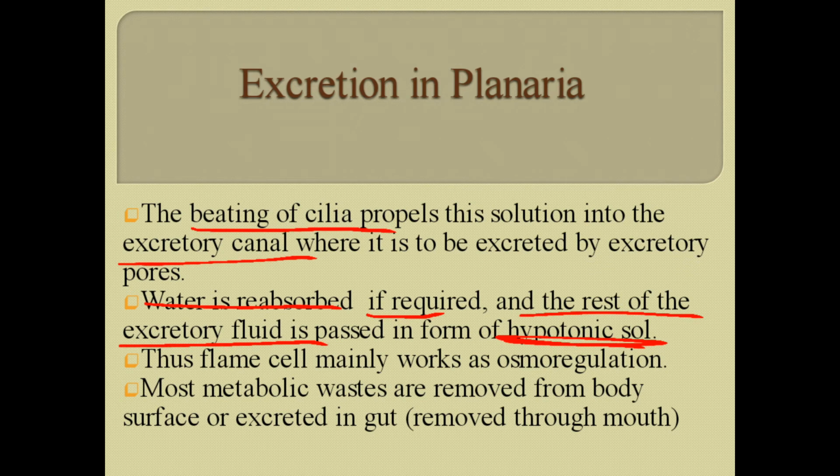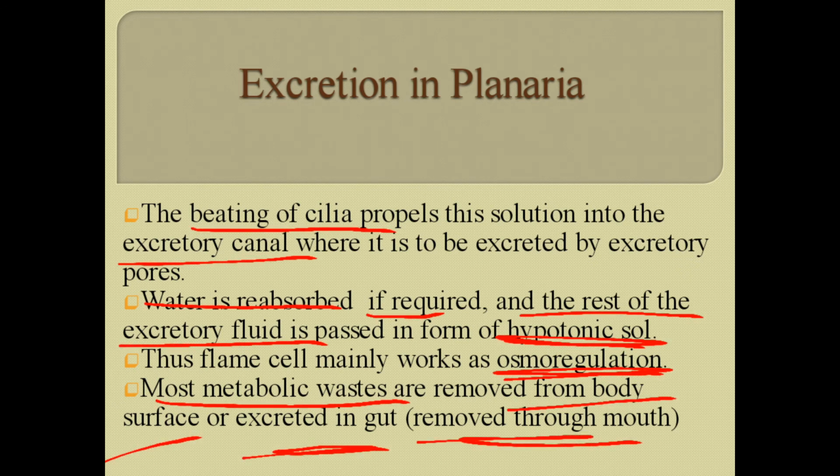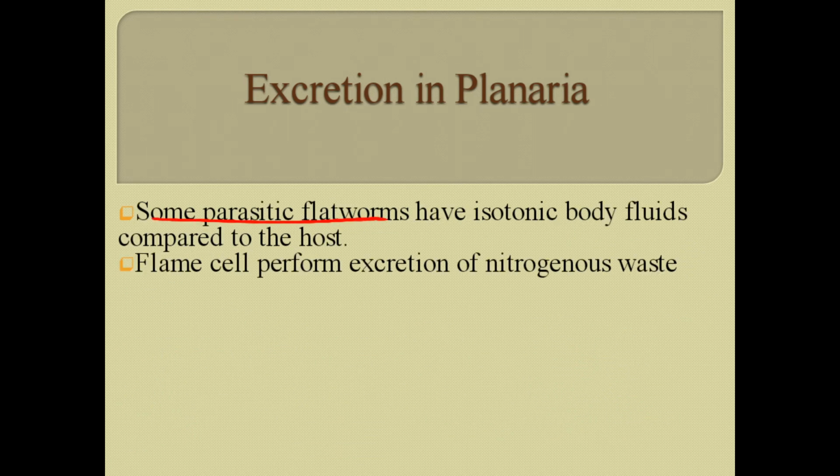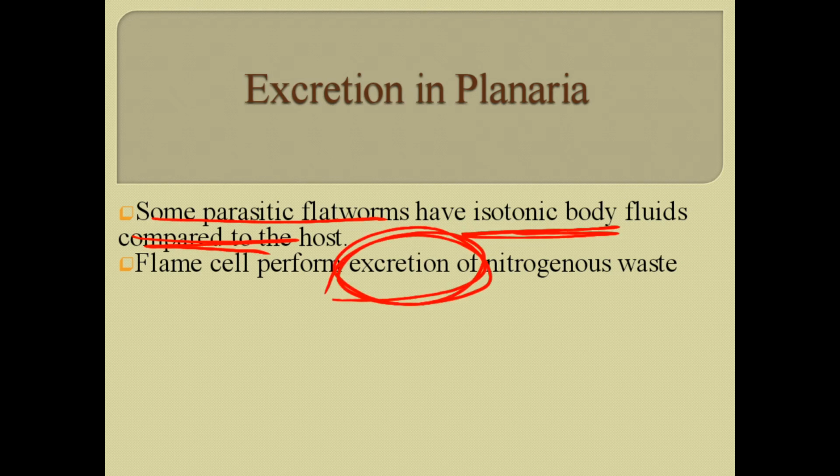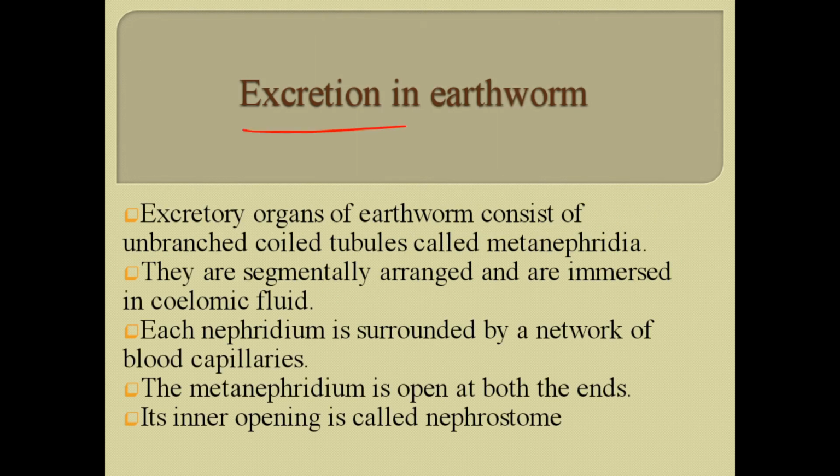Thus the flame cell mainly works in osmoregulation, and most of the metabolic waste products are removed from body surfaces, or they can be excreted into the gut and removed through the mouth. Also, some parasitic platyhelminths have body fluids isotonic to the host. In these organisms, the flame cells perform only the function of excretion, because with isotonic body fluids there is no osmoregulation. Excretion in earthworm.